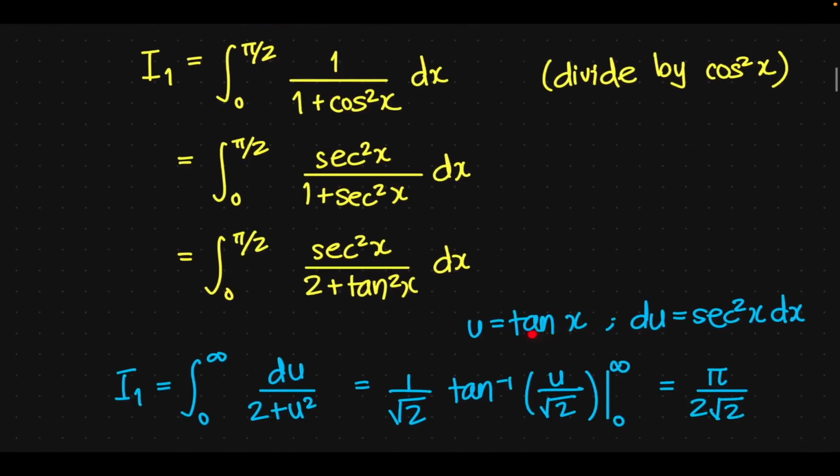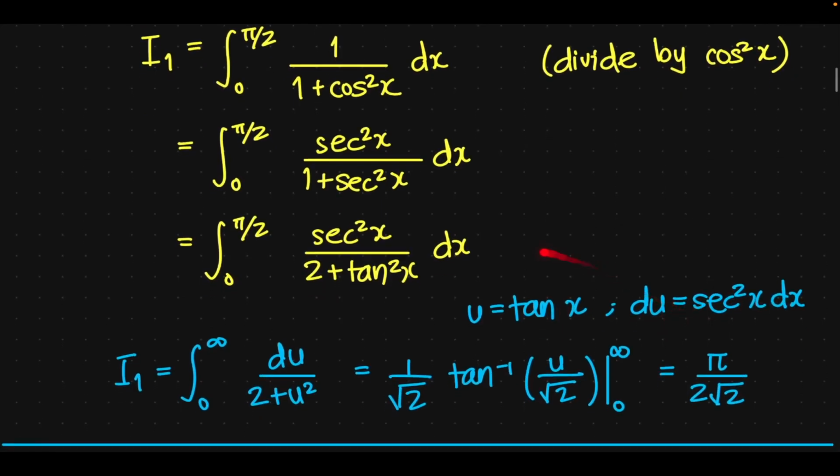Substitute u equals tan x, then du is secant squared x dx. So the entire numerator is just du, and the denominator is 2 plus u squared. The upper and lower bounds then become 0 to infinity, sorry, because at pi over 2, tan of pi over 2 is infinity.